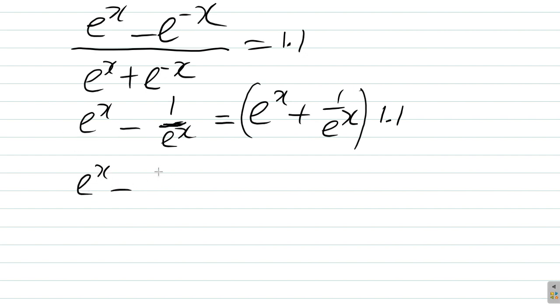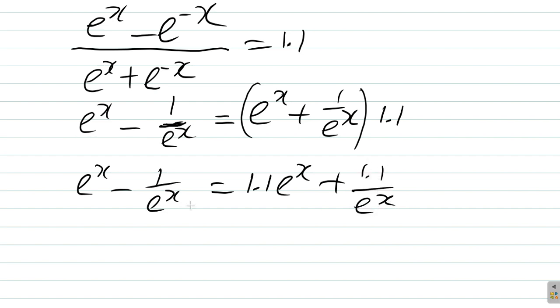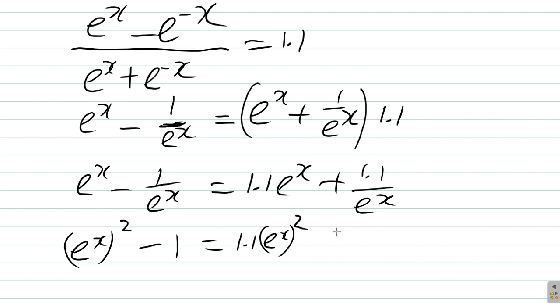This is e to the x minus 1 over e to the x is equal to 1.1 e to the x plus 1.1 over e to the x. Let's multiply by e to the x now. This is e to the x, it will multiply by itself, so it's squared, minus 1 is equal to 1.1 e to the x squared plus, e to the x will cancel itself here, so it's 1.1. So we have e to the x, let's subtract 1.1 e to the x squared, is equal to, add 1 to both sides, 1.1 plus 1.